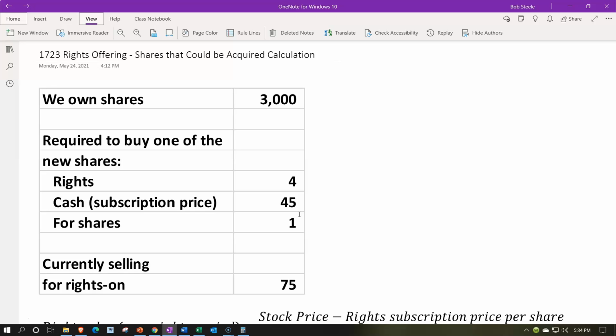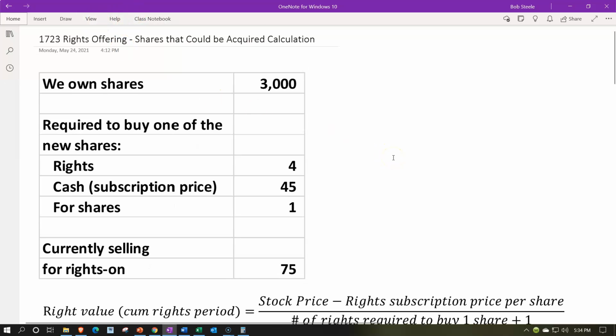Here, just a quick overview: the rights offering corporation wants to generate cash, wants to get capital, and wants to do so by issuing common stock. They've already got common stock out there. Therefore, they would like to give the current shareholders the opportunity to purchase the common stock at a discount. So they're going to be issuing the rights as a way of doing so.